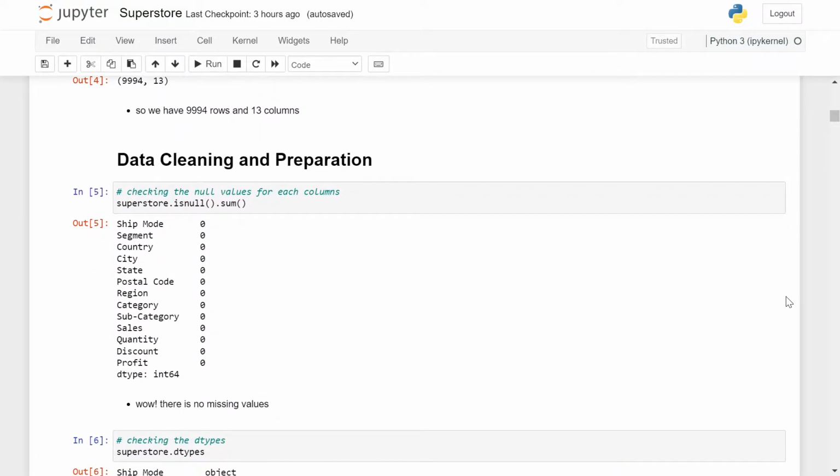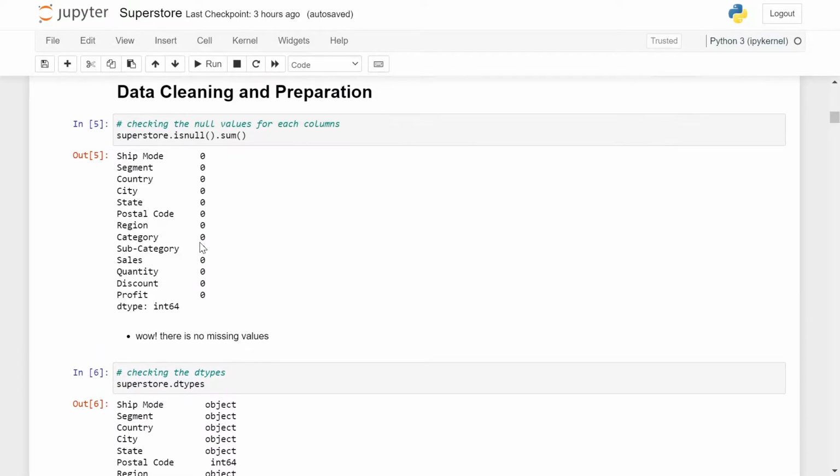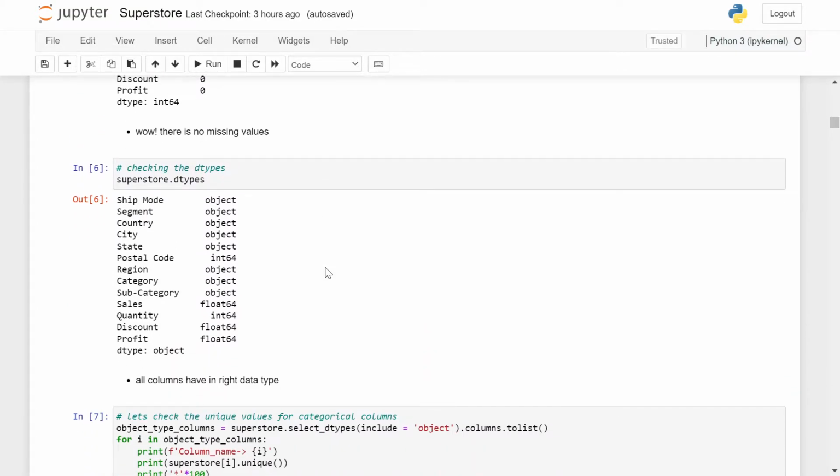Then I did data cleaning and preparation for our further EDA purpose. So first I check the null values. Here we see that there is no null value present. Then I also check the data types using superstore.dtypes, and I see all the data types are in correct format.